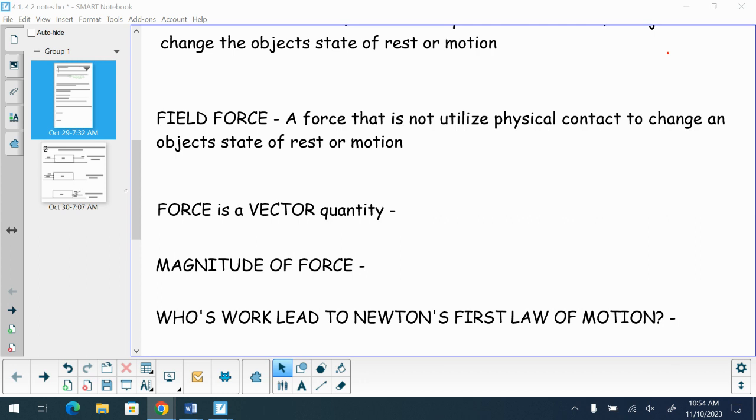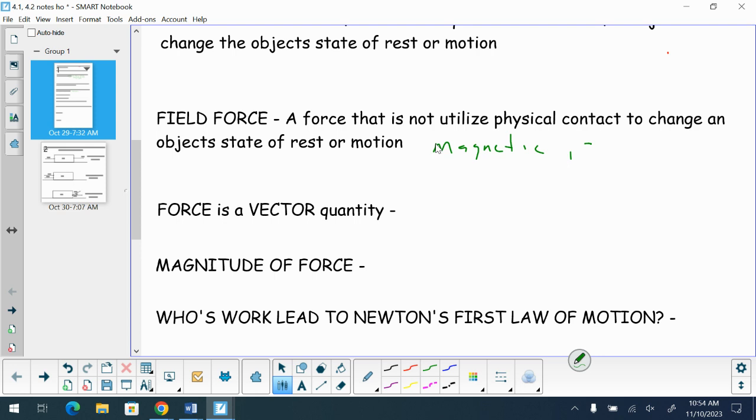All those are field forces. So when you deal with magnets or gravity, those are field forces. And some people will say that gravity is a magnetic force. Okay, it is a magnetic force that's occurring there.